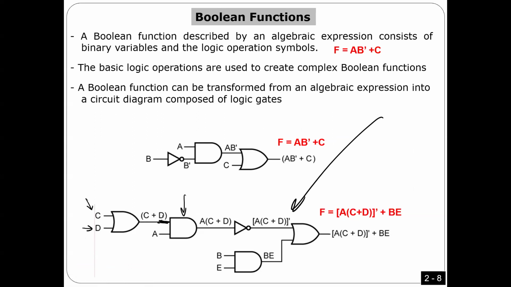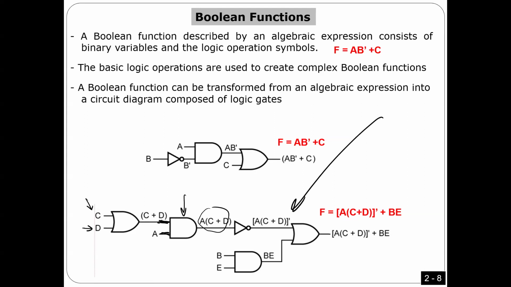So this input is C or D. This one is A. So the output here is actually A and C or D. So this one is binary. This one is binary, and then the result here is going to be 0 or 1. Whatever is here is going to be 0 or 1. Okay, and then whatever the value I have here is going to go to the inverter. So the output has to be inverted. So whatever you put here, the result of this one can be 0 or 1. It's going to be inverted.